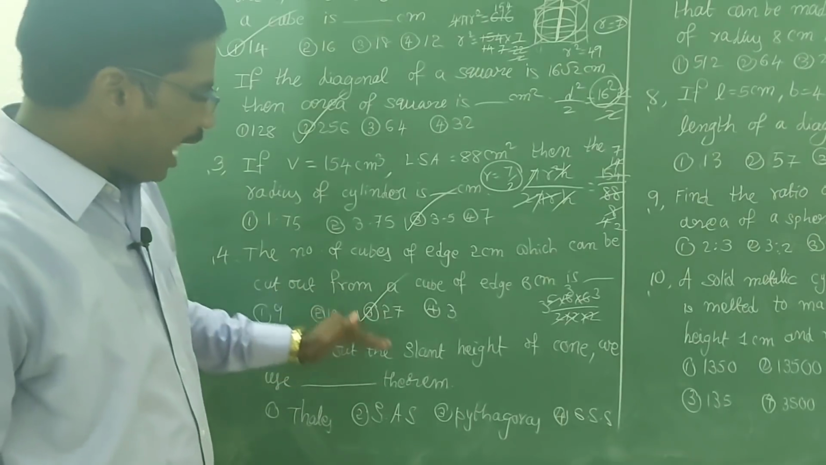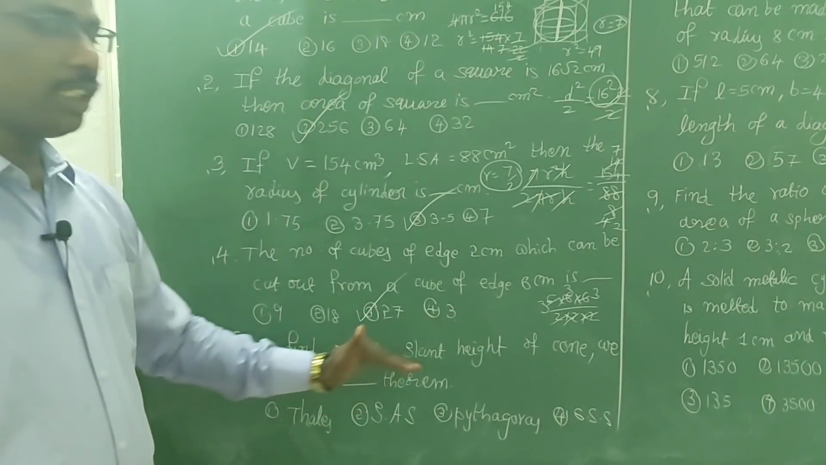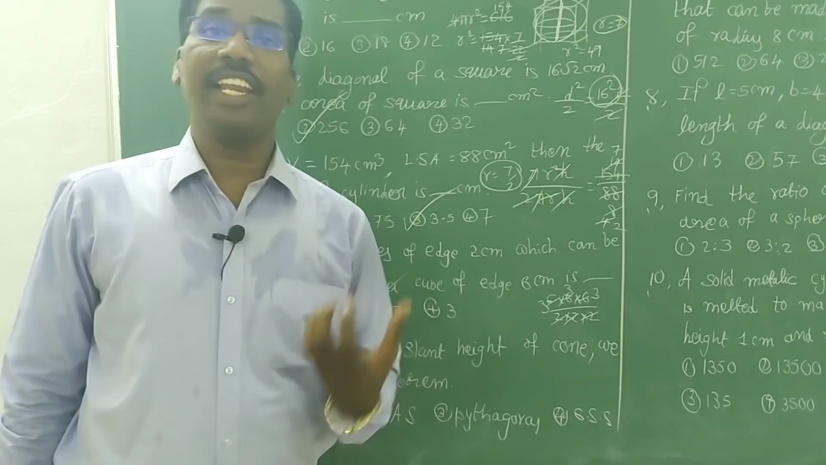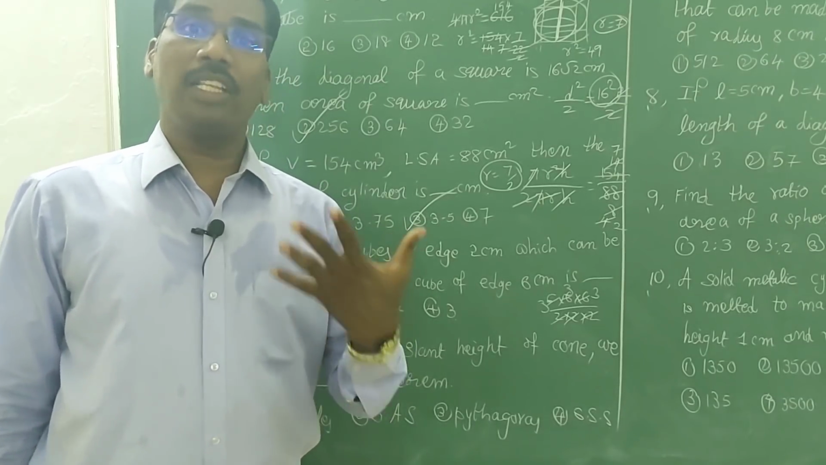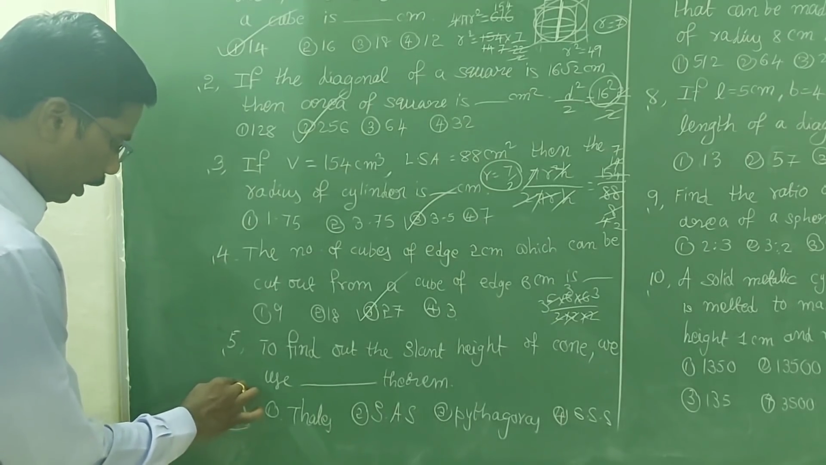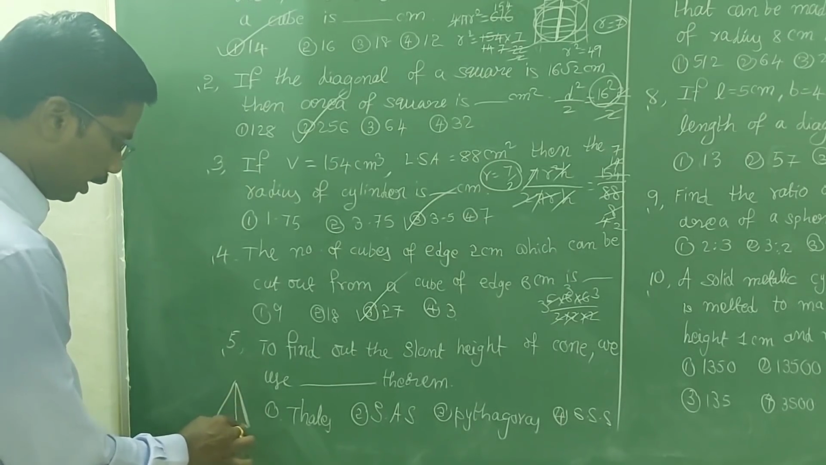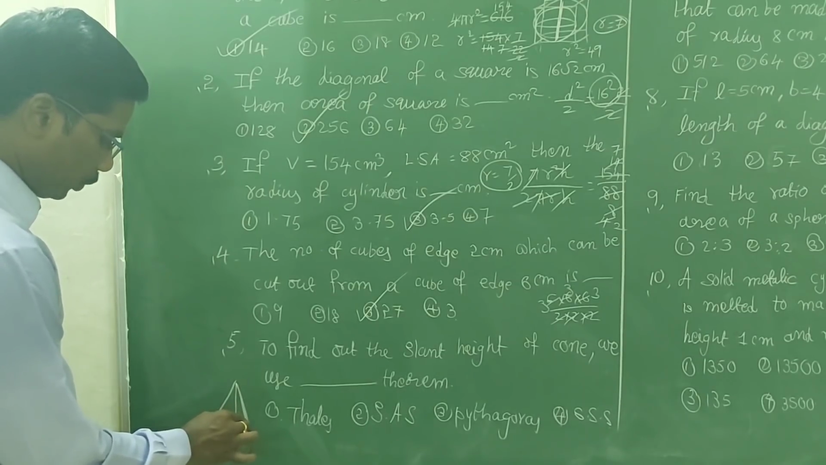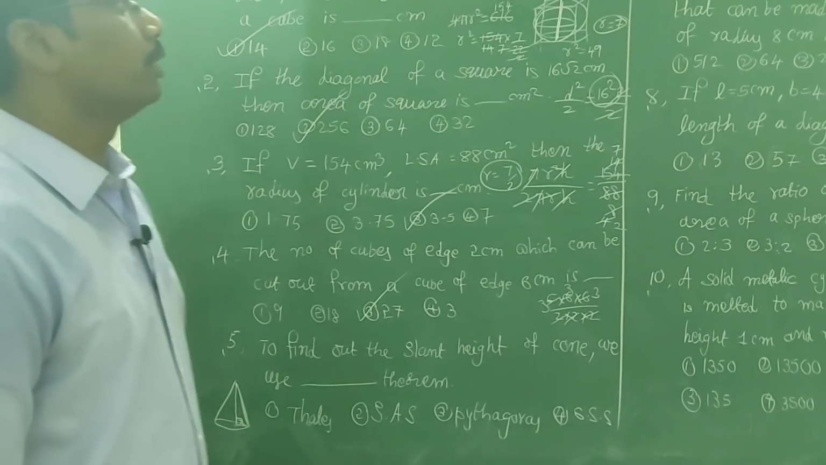To find out the slant height of a cone, we use the Pythagoras theorem. For finding the slant height we have to use the Pythagoras theorem, because we know very well, in a cone, this is the height, this is the slant height, this is the radius. This is the Pythagoras theorem because we are getting a right angle triangle. Next.